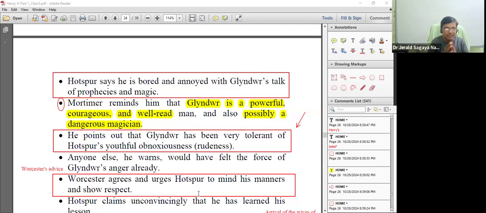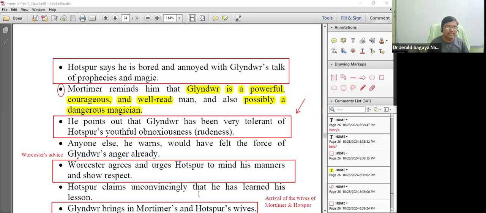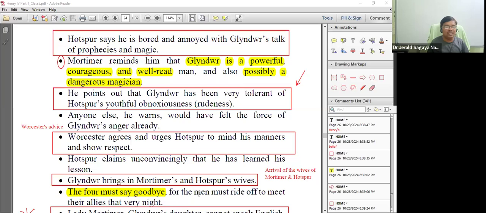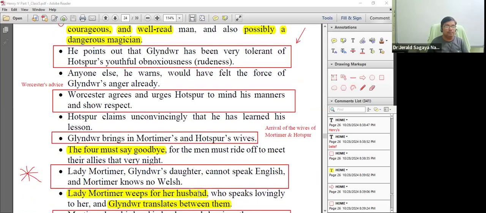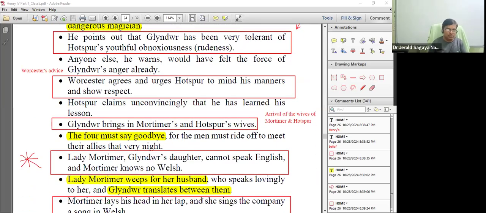Hearing that, Hotspur thinks, okay, let me try to be silent. And you find Hotspur's uncle Rochester, he also voices the same. And he says, you need to respect Owen Glendower, our ally. While they are talking, Owen Glendower enters into the tent with two newcomers.